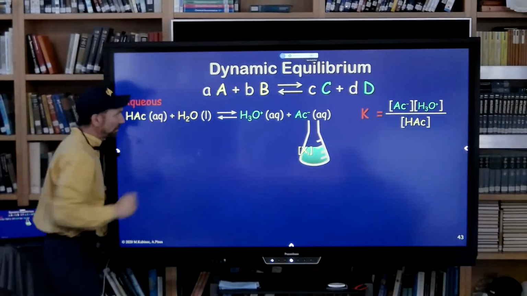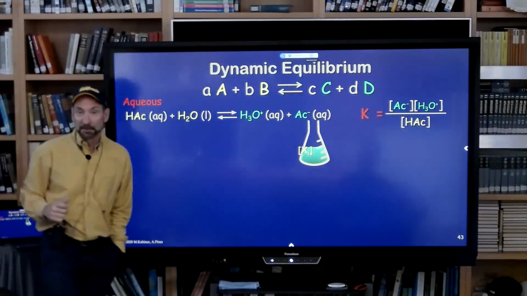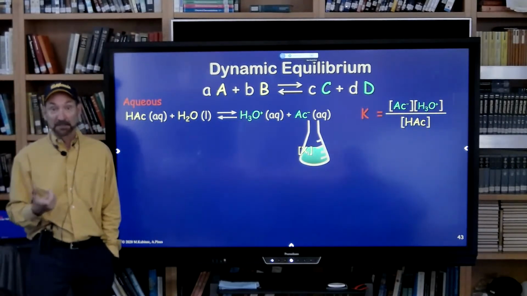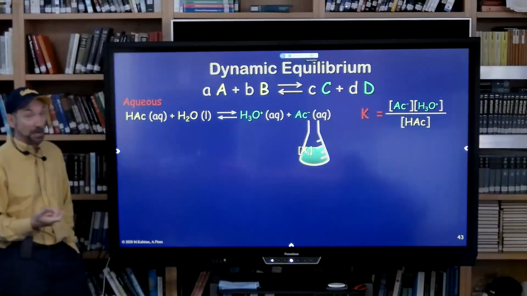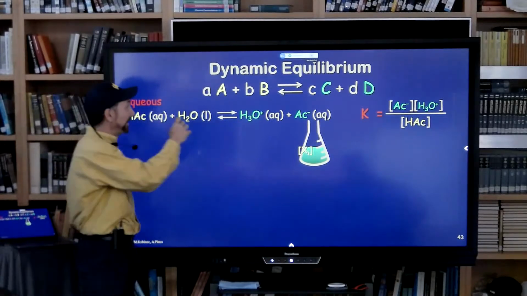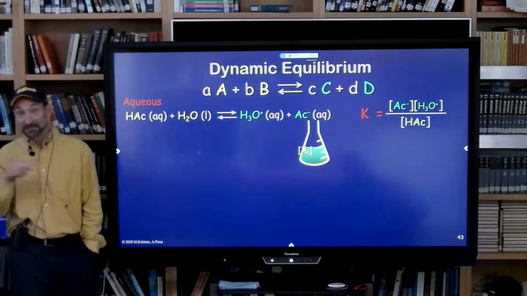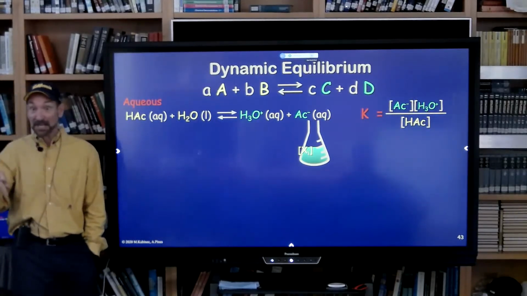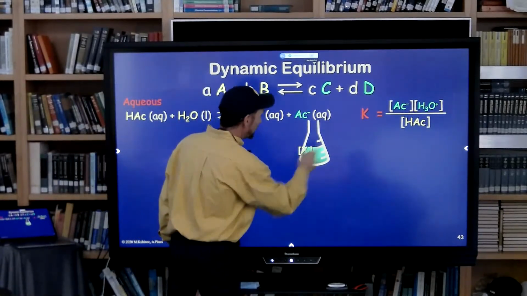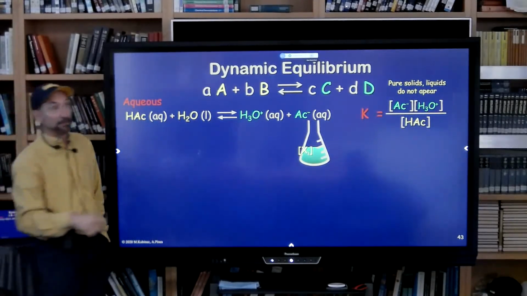Interesting thing here, the liquid water doesn't appear in equilibrium expressions. In fact, pure liquids and pure solids do not appear in our equilibrium expressions. That's something you just have to know. You might be able to intuit it because if those were present, they're present on either side and the entropy of those doesn't change. But that doesn't matter. All we need to know is pure solids and liquids don't appear in our expressions for Q.